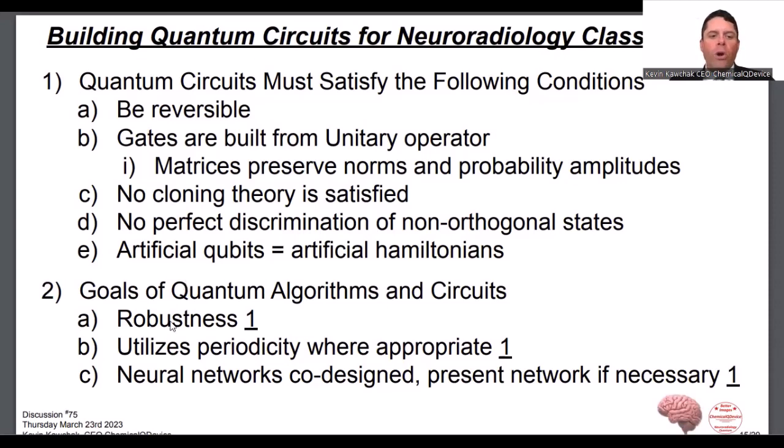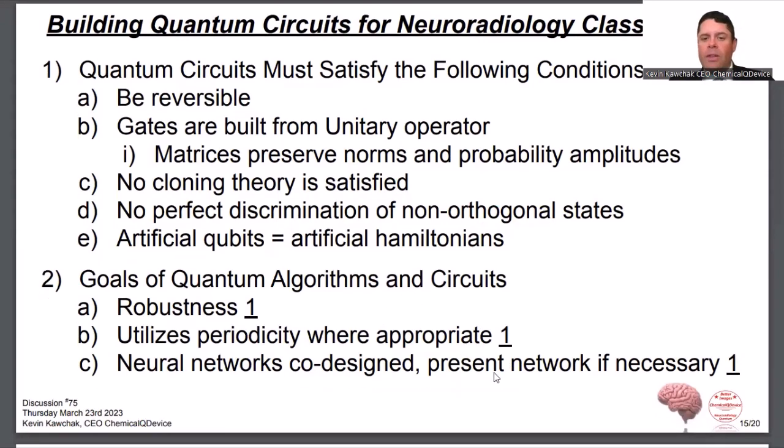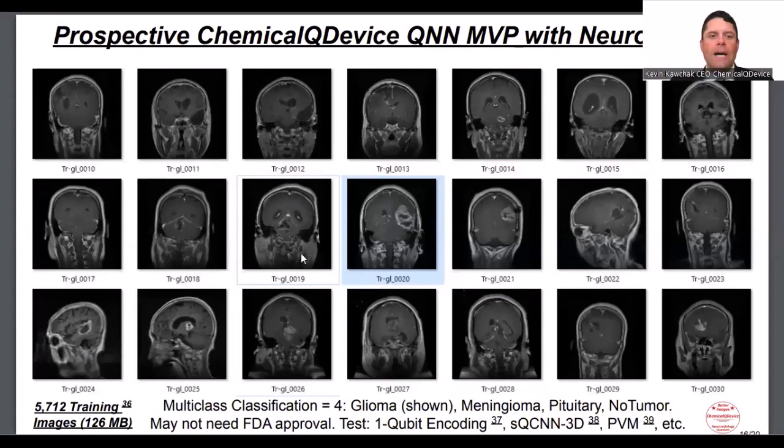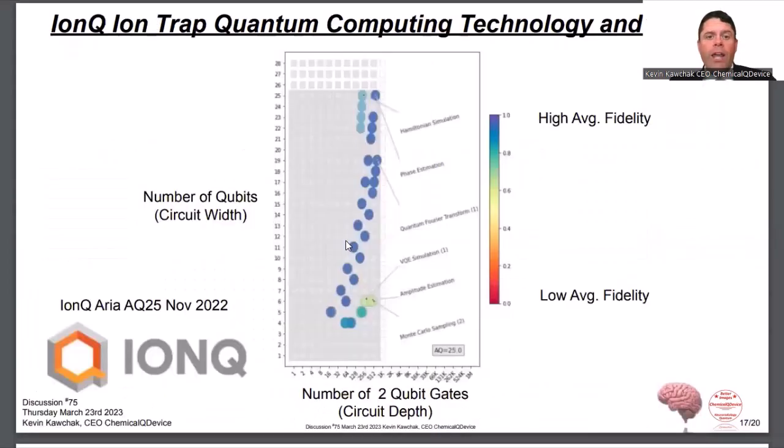Now the goals moving forward: robustness. This is MIT. Utilizes periodicity where appropriate. And again, some of these results seem to be tending towards there's value in doing periodic networks, and I see those in the literature. And also keep in mind the neural networks these days are co-designed, utilizing aspects of a conventional neural net or a convolutional neural net. And then this is the data set that I showed you that I got up and running. So now it's just a matter of getting it to train and then to test.